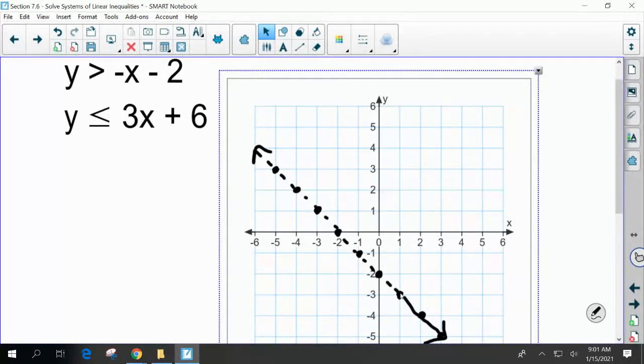So if I plug in 0, 0, I would have 0 is greater than -0 minus 2. So 0 is greater than -2. Is that true? Yes, so I'm going to shade over 0, 0. So I have to shade to the right.